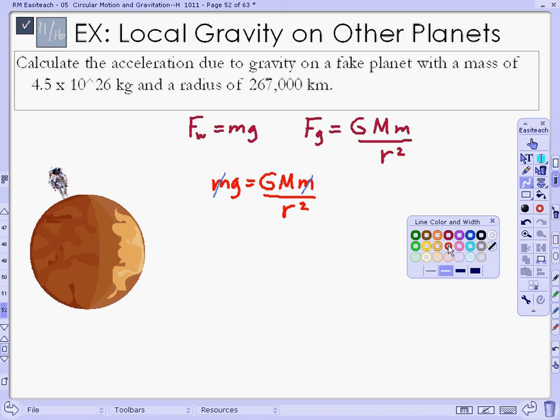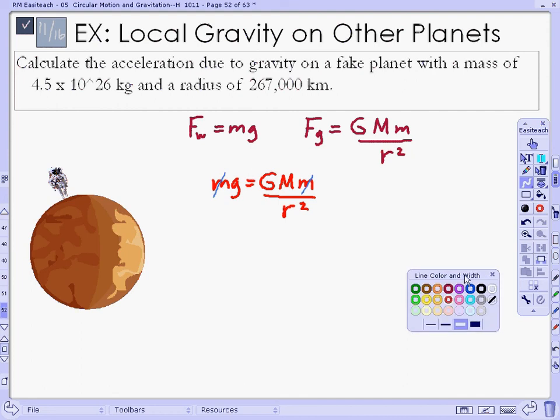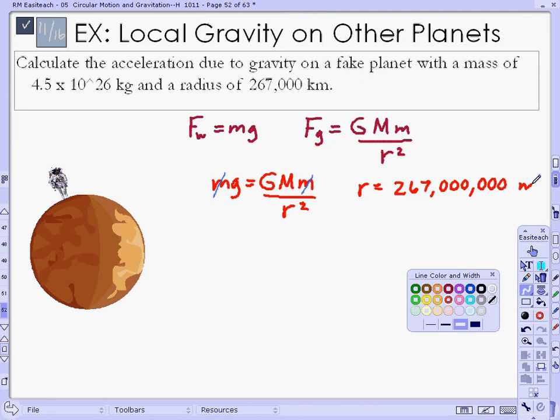And now we're just going to plug in for g. But we do have to make a little bit of a modification. Our mass of the planet is in units that we want. Kilograms are the standard units in physics. But the radius of the planet, this radius, I'm going to rewrite it as 267,000, and I'm adding 3 more zeros to convert it to meters. So it's 267 million meters.